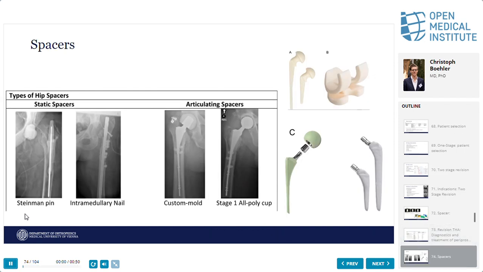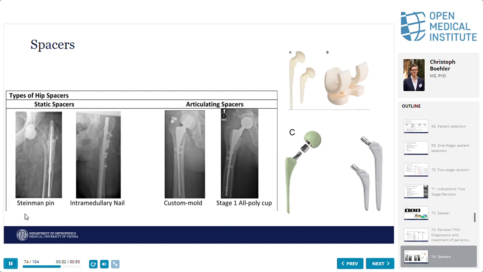These are the spacers that are available, so Steinmann pin or intramedullary nail, custom mold or these pre-molded ones. This was the Stage One. It's no longer available, unfortunately. What are you using for spacers? Articulating spacer? And commercially available, or you do them on your own? No, commercial. Okay. You do it on your own? Yeah.